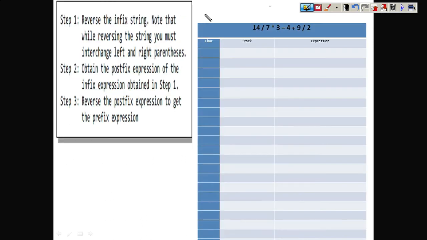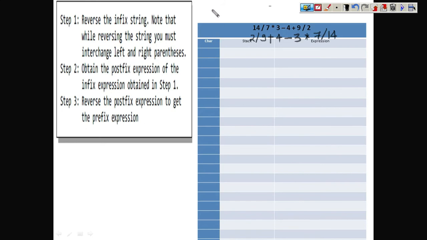Now let us use this algorithm. This is method 2 of converting infix to prefix. We'll use this second algorithm and see how we can get the prefix using this second method. It says reverse the infix string. Whatever string is given to us, we have to reverse it. So if we reverse it, we will get 2 divide 9 plus 4 minus 3 multiply 7 divide 14. Since we don't have any brackets here, otherwise we would also have to interchange the left and right brackets.